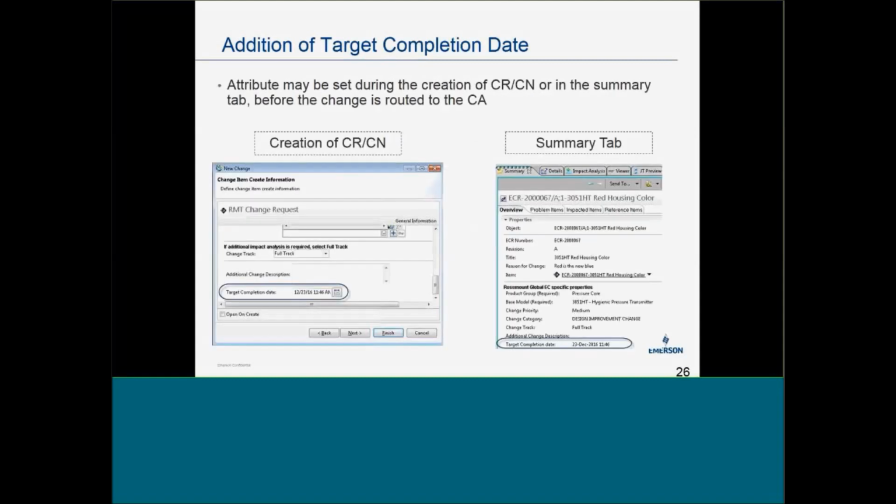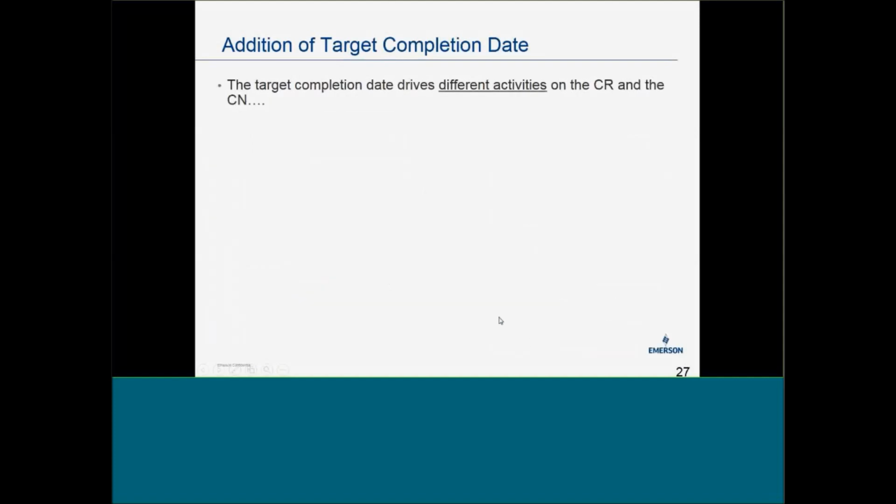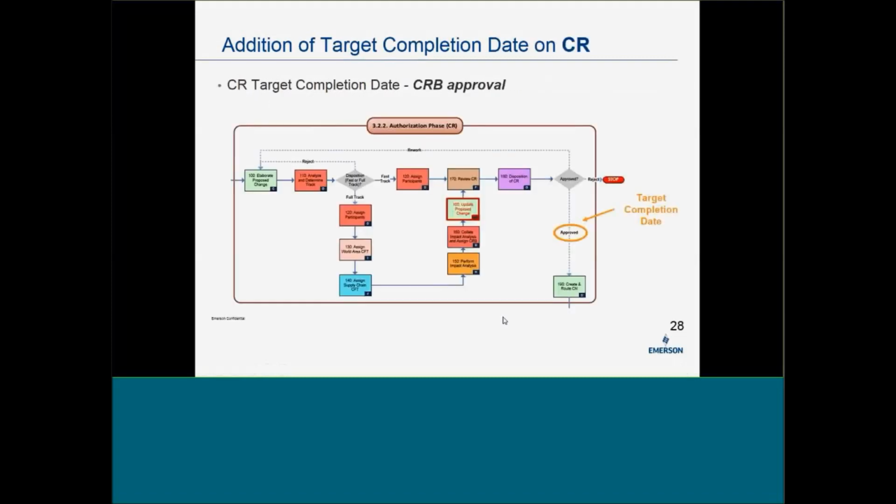This attribute may be set during the creation of a CR or CN in the Summary tab, or the change is routed to the Change Analyst. And the target completion date drives different activities on the CR and the CN. The target completion date for the CR drives the change review board approval. So this is once the CR is finished, once everybody signed off and said, okay, let's go forward and make this change effective.